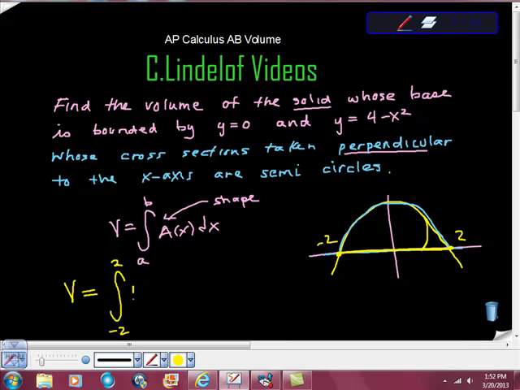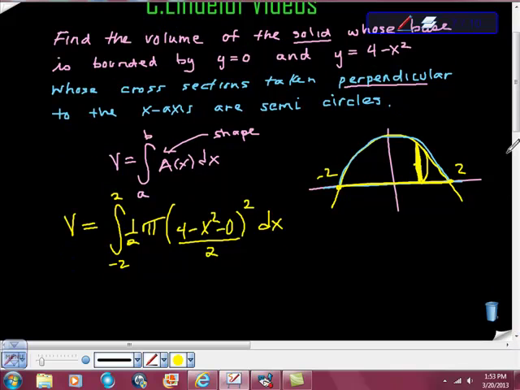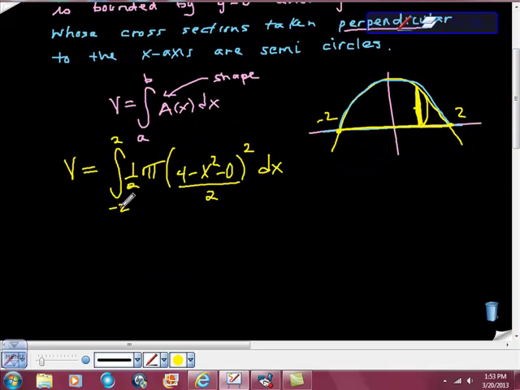So I had 1/2 pi r squared, and r was the function 4 minus x squared minus 0, squared, and I have my dx out here. This caught me for a second. Look at this for a second. If I put this semicircle here, and I go from here to here, this distance right here is not a radius, it's a diameter, isn't it? Because its radius is halfway, so it'll be here. So you have to divide this by 2. That makes sense?